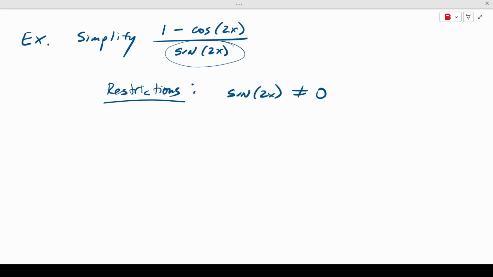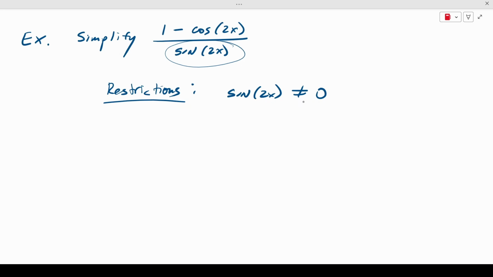And the numerator is okay. There's no issues there because cosine of 2x is defined everywhere, right? Just like 2x could be a. So cosine of 2x is cosine of a. It's defined everywhere. There's no problems here. 1 minus it, defined everywhere. There's no problems. I'm not dividing by 0 up in that numerator. The only issue is that this denominator can't be 0.